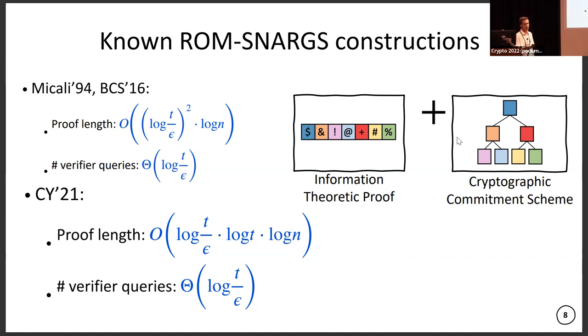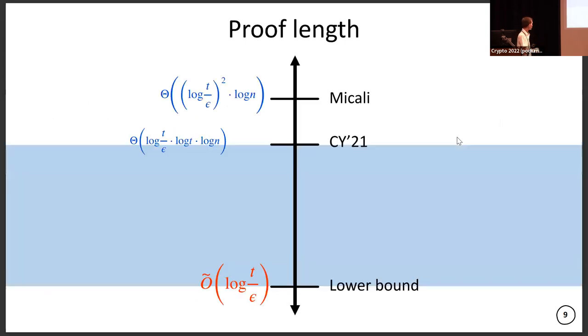Note that the verifier queries stay the same. And this is because there's also a known lower bound from Chiesa and Yogev in 2020, which states that the number of verifier queries required in order to make such a scheme secure is indeed omega of log of T over epsilon. This is the best we can hope for right now. Okay. So in terms of proof length, which is the main parameter we're focusing on when talking about efficiency, this is how the world looks like.